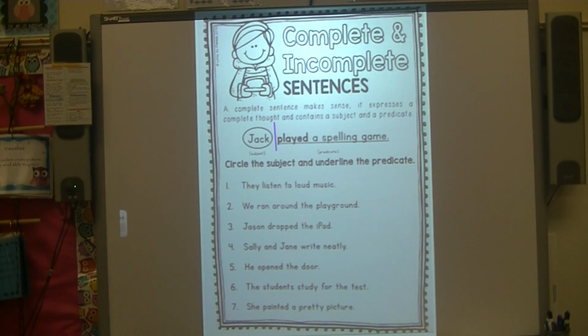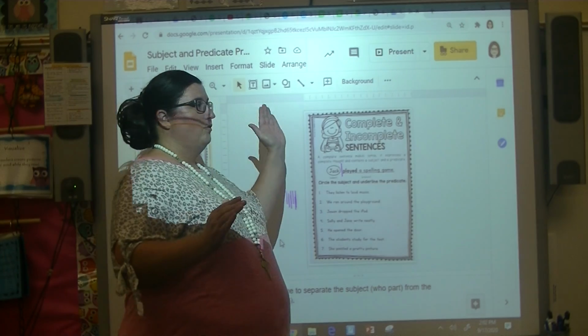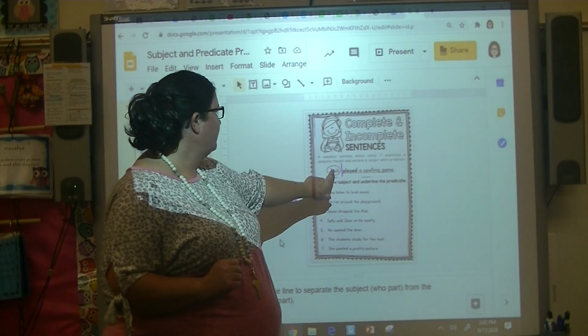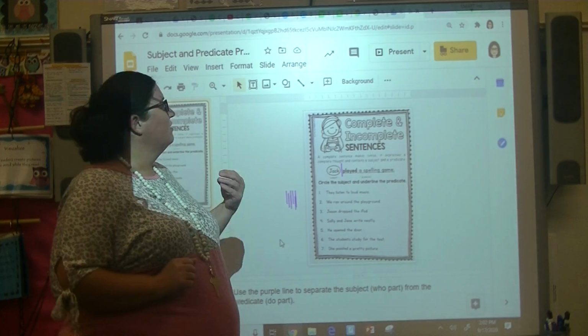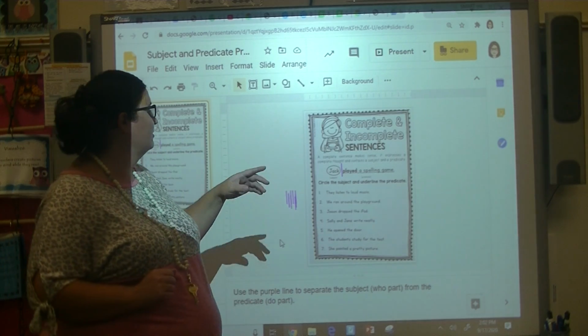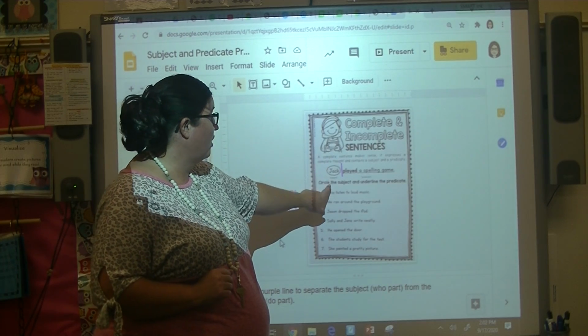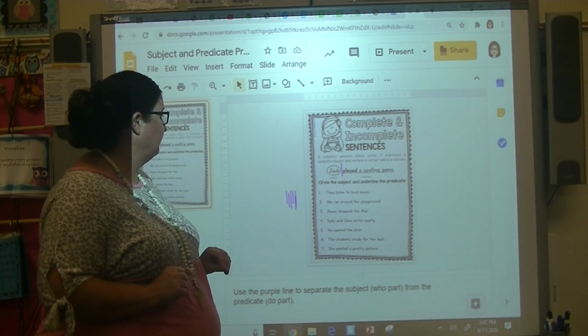Instead, what we're going to do is I have purple lines out to the side. You are going to drag that purple line to show where you divide your sentence between your subject and your predicate. So here we have, Jack played a spelling game. So who is my sentence about? Jack. And where does my predicate start, or the do part? Played a spelling game. So I moved it right here.